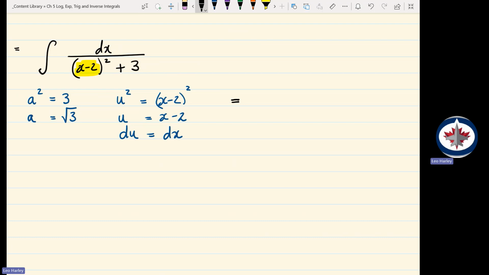It's always 1 over a. So the integral is going to be 1 over a. What is the a value? Square root of 3. By the way, who is this? Arctan. And then inside, it's supposed to be u, which just happens to be x minus 2, and then it's all over a, which happens to be the square root of 3, plus c.